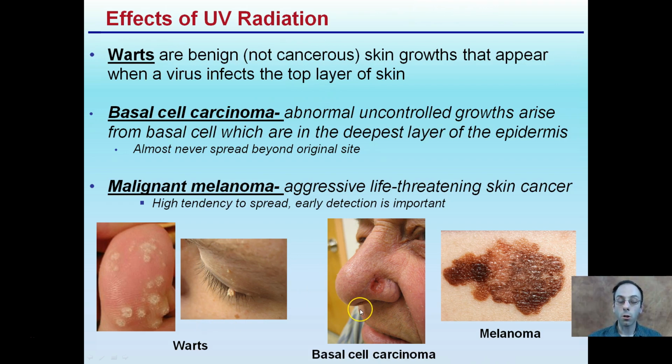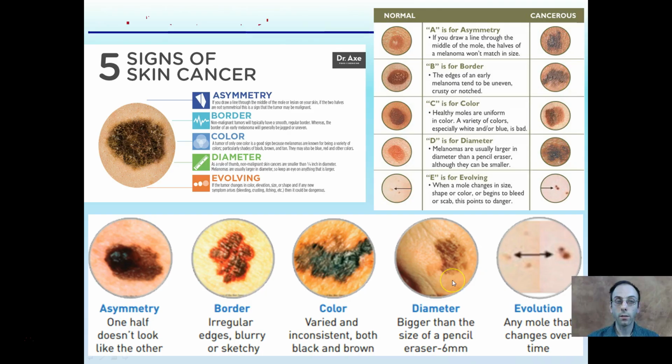Here we have a basal cell carcinoma, which is abnormal uncontrolled growths that arise from basal cells, which are in the deepest layer of the epidermis. They almost never spread beyond the original site, so that's a good thing. Again, it's not a good thing that it's cancerous, but they don't really spread. So you kind of have to try to find the positive here. However, a melanoma, a malignant melanoma in particular, is an aggressive and life-threatening skin cancer. They have a very high tendency to spread, and early detection is very important for these, so that effective controls can be put in place to limit the chance of it spreading or becoming life-threatening.